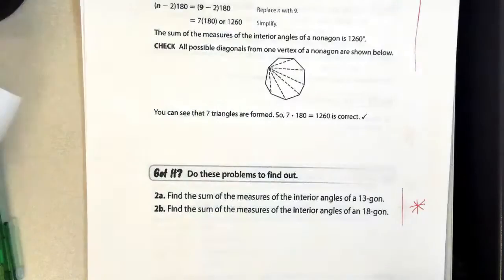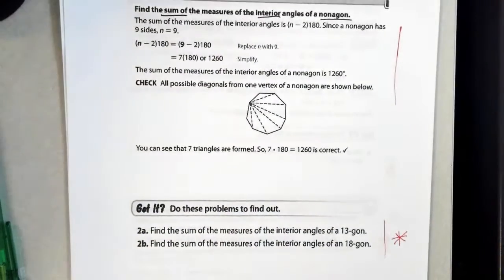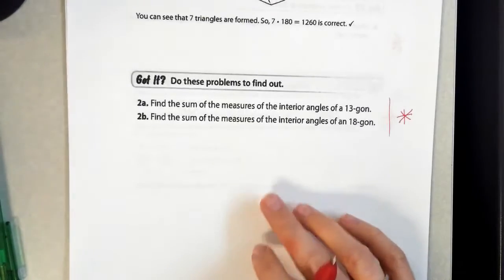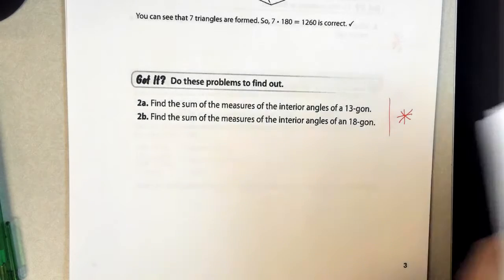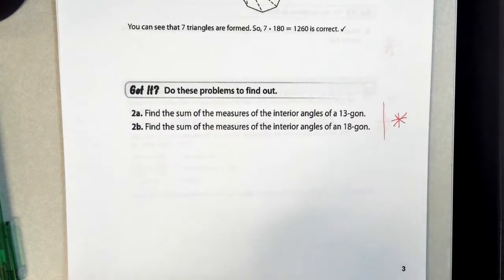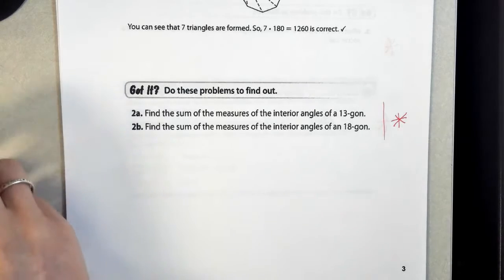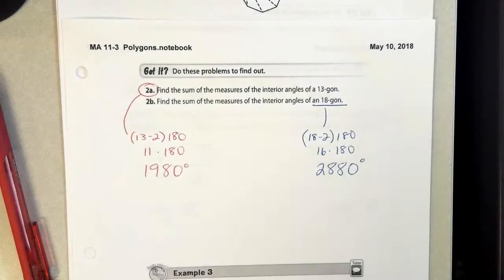So let's go ahead and look at some of these. You've got 2A and 2B in your notes. Go ahead and find the sum of the measures of the interior angles of a 13-gon and an 18-gon. So go ahead and try that, and then I'll show you how to do it.